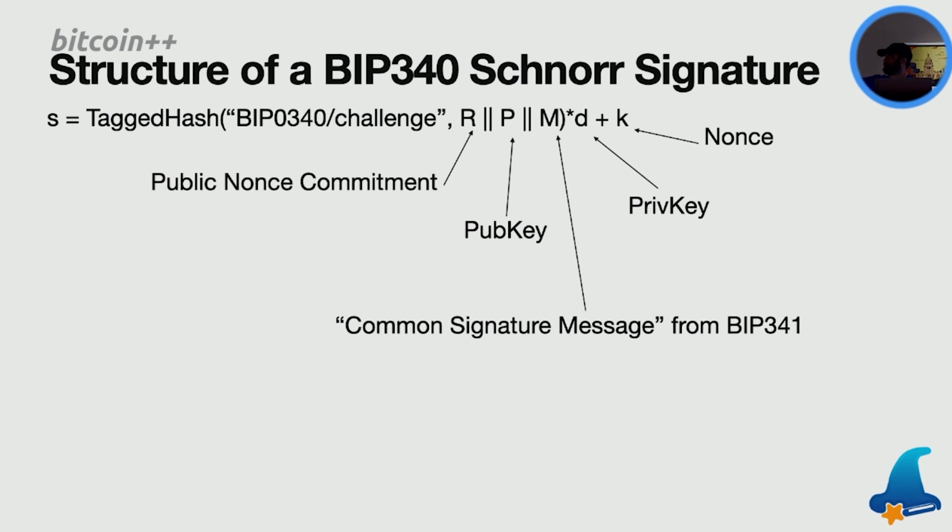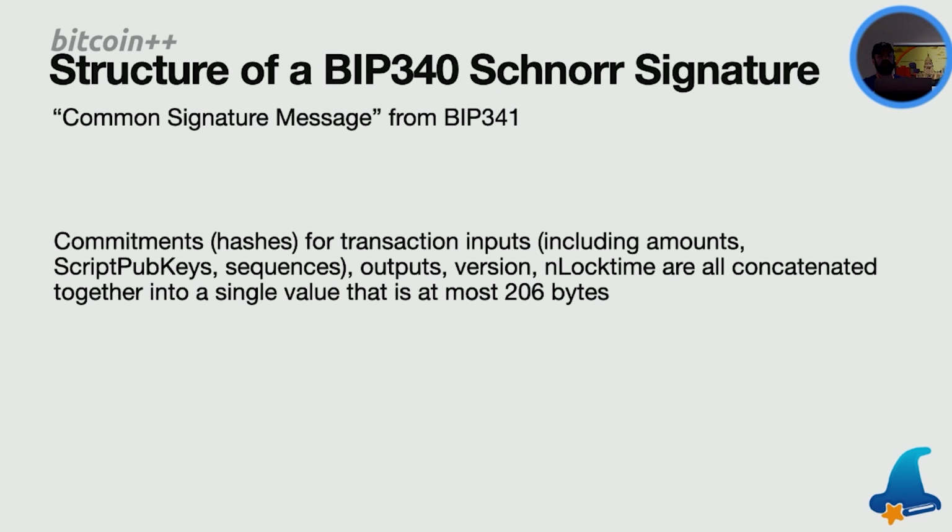So again, the second component of a signature, this S value, contains the public nonce commitment, a pub key, and this message. And I've just been saying message over and over again, not saying what it is. This is the thing that you want to sign. So in BIP 341, which is the script and signature validation rules for Taproot, we have a common signature message. Whenever you sign over a Taproot Bitcoin transaction, there's a standard set of fields that get concatenated and hashed together in order to construct this message. All of those things put together are at most 206 bytes.